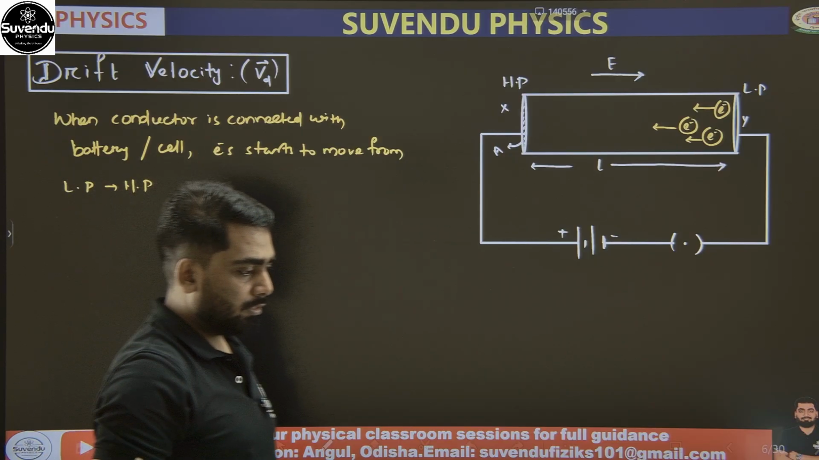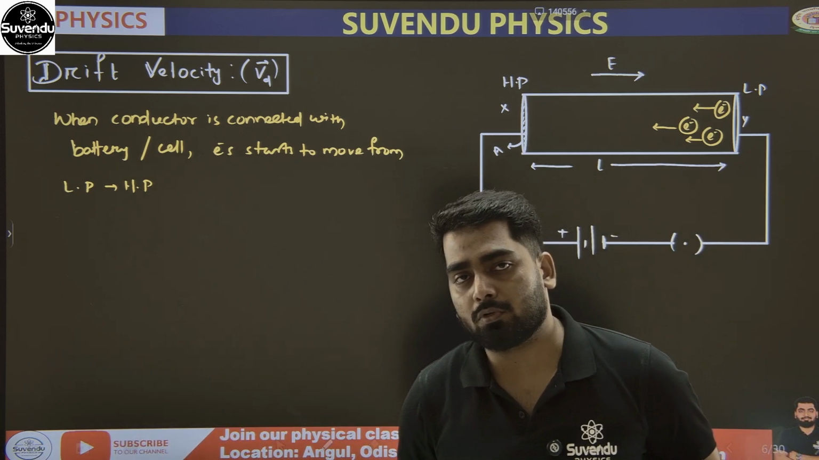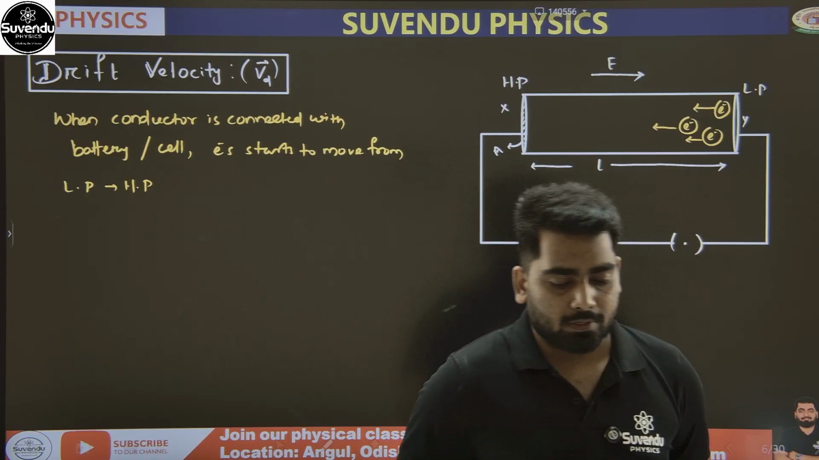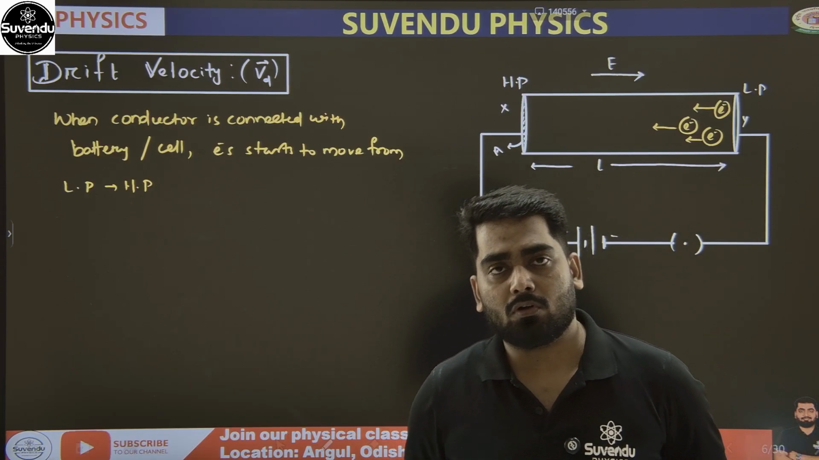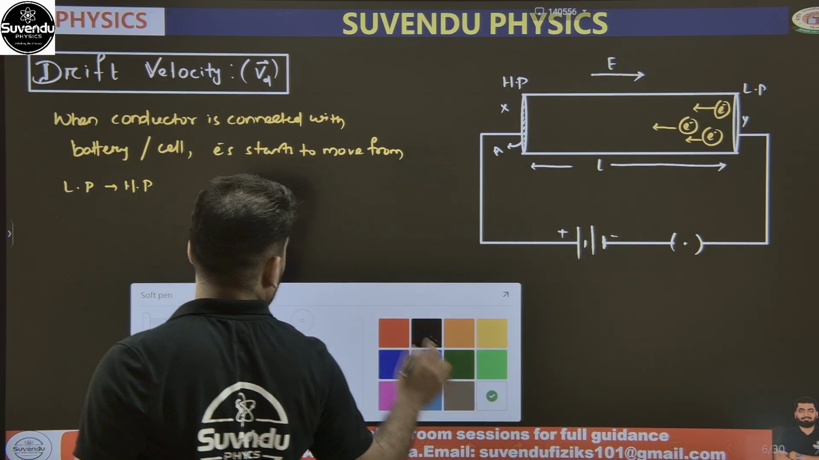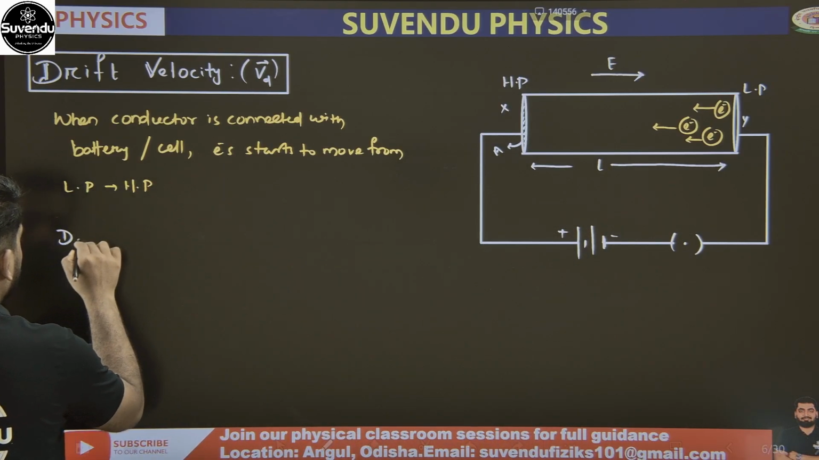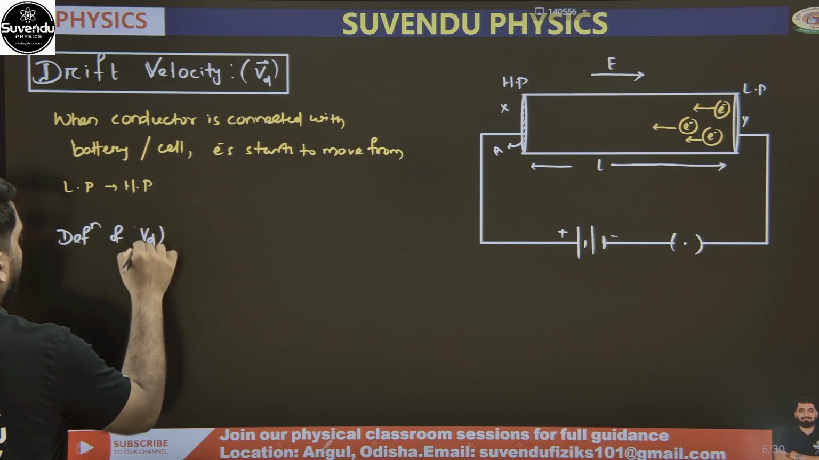In this case, the average velocity of all the electrons after the connection with a battery or cell is called drift velocity. Yes, so now we will write the definition of v_d, drift velocity.